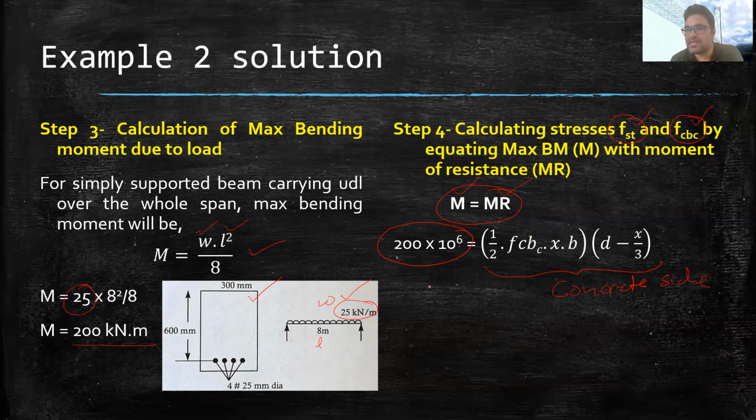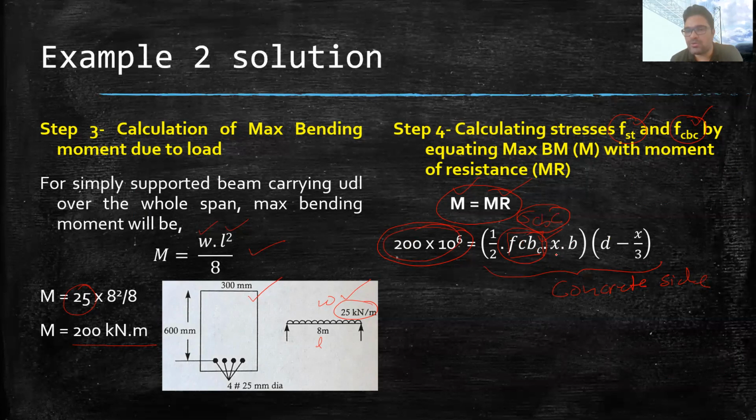And how I identified that this is from the concrete side, because in this formula FCBC is used. You may be aware that half into sigma CBC I should use, but I'm not using sigma CBC. In place of sigma CBC, I am using this term FCBC. Why? Because actual stress is required to be found out. So I am placing FCBC in place of sigma CBC, because I will be required to find out the FCBC value at this moment.